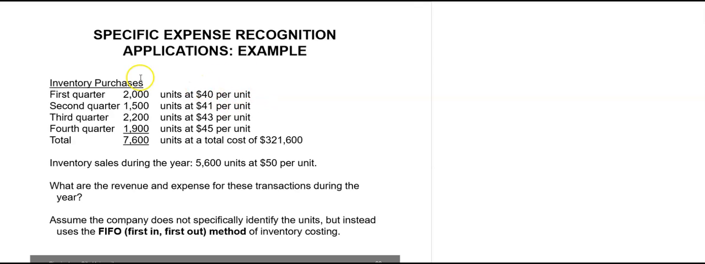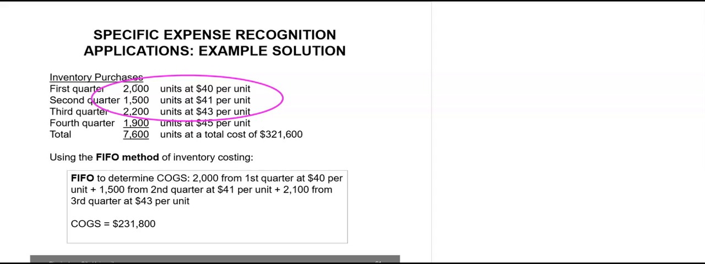In the third scenario, we have the same data as we have used in the previous 2 cases. However, this time we are not assuming to use the specific identification method or the weighted average cost method, but the FIFO method, that is the first in first out method of inventory costing. In this method, as we know, units that have been purchased first will be sold first or will be taken out of inventory first. So we will be left with the latest purchased units, that is 1900 units from the 4th quarter and 100 units from the 3rd quarter.